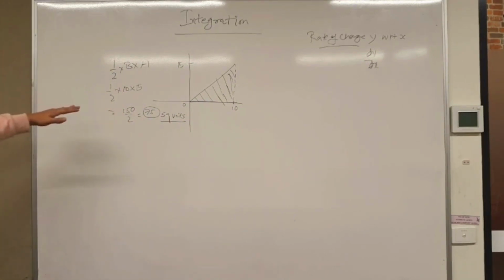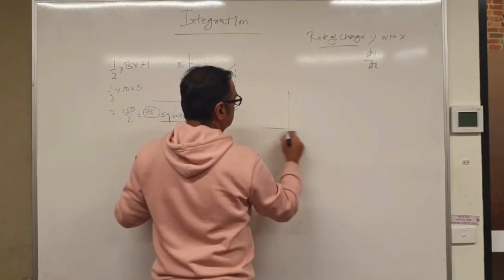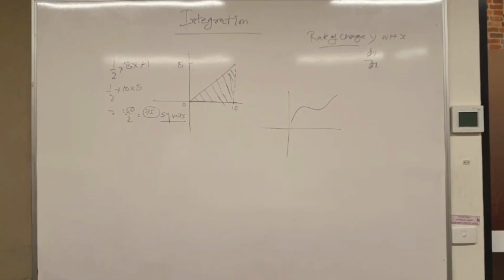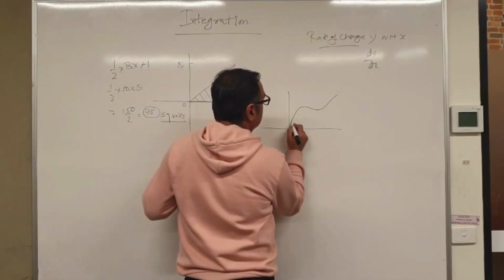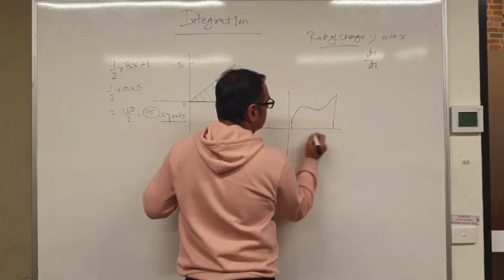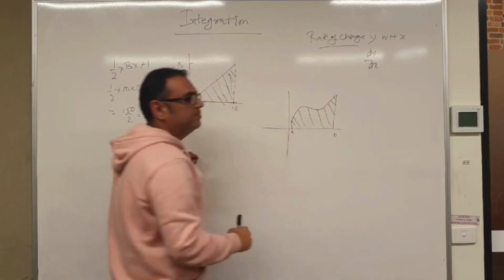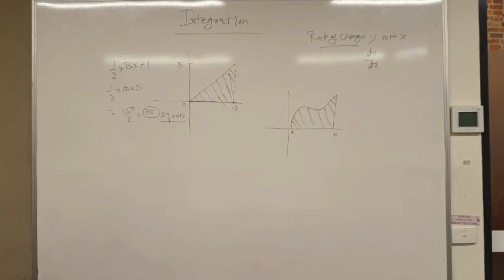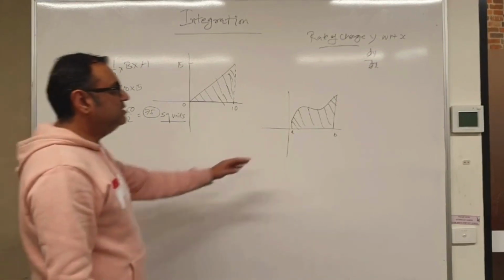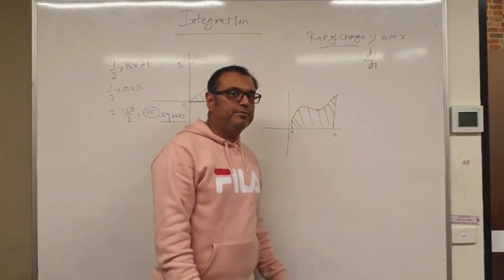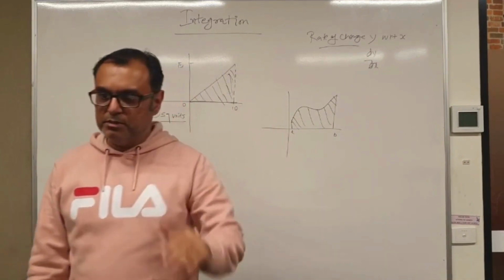Now, this was straightforward. If you have something like this, and I say, find the area under this curve from here to here, from A to B, then it's a challenge. And that is where your integral comes into the picture. They help you find areas under the curve, right? In its very, very simplicity.